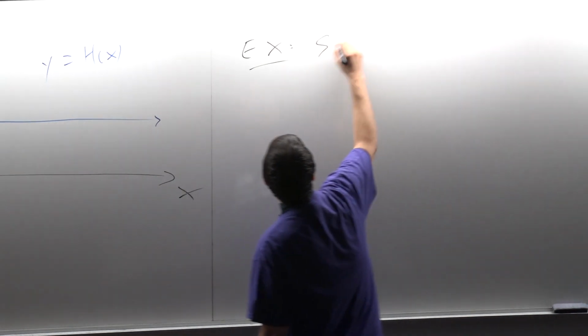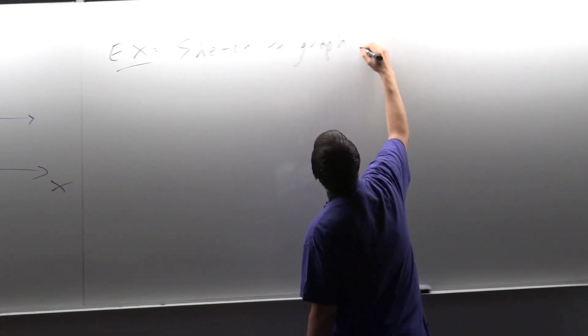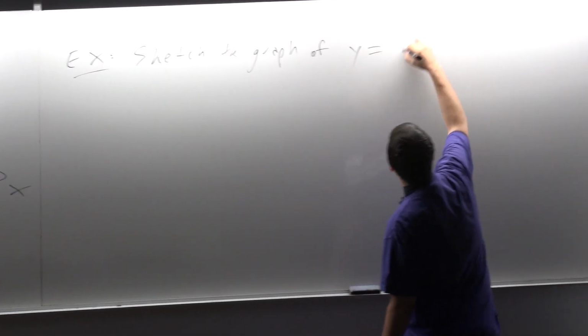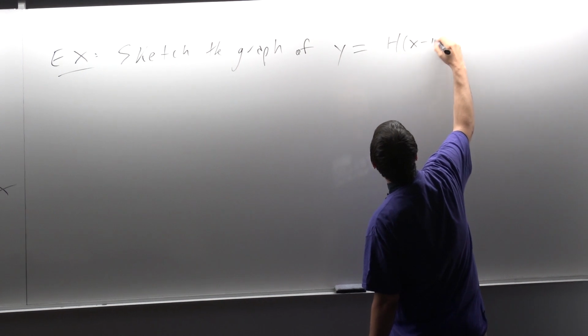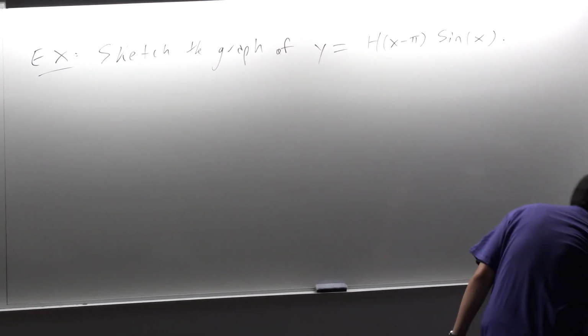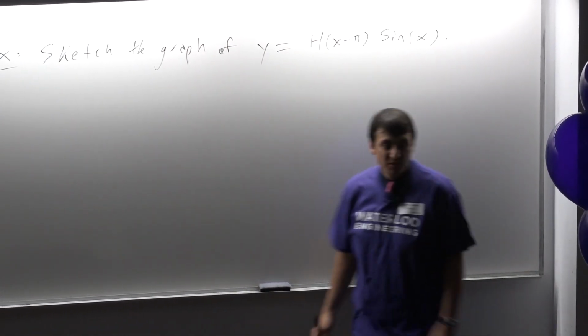Example. Sketch the graph of y equals h of x minus pi times sine of x. H of x minus pi times sine of x. So already I told you I can make things more complicated. It can look more complicated.